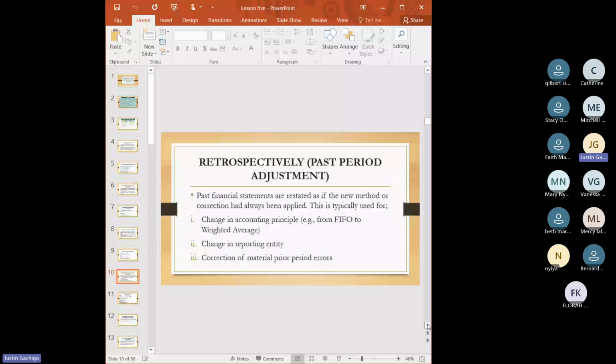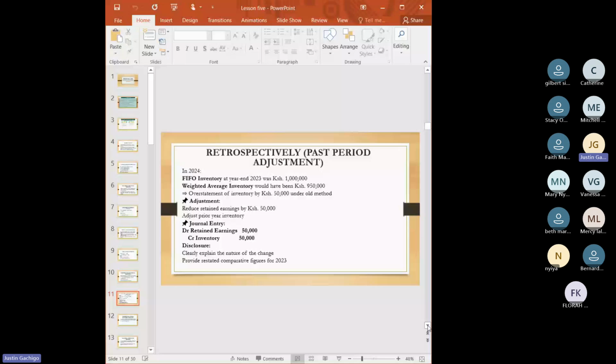An example, in 2024, valuing of inventory using FIFO, the inventory was worth 1 million. Using weighted average, the inventory would have been 950. That means this inventory has already been overvalued because with FIFO it is 1 million. Using this other method, weighted average, it is 950. So if you want to use 950, then it means you have to reduce your inventory by 50,000. And this is how you are going to do it. You debit the retained earnings 50,000 and you credit the inventory 50,000.